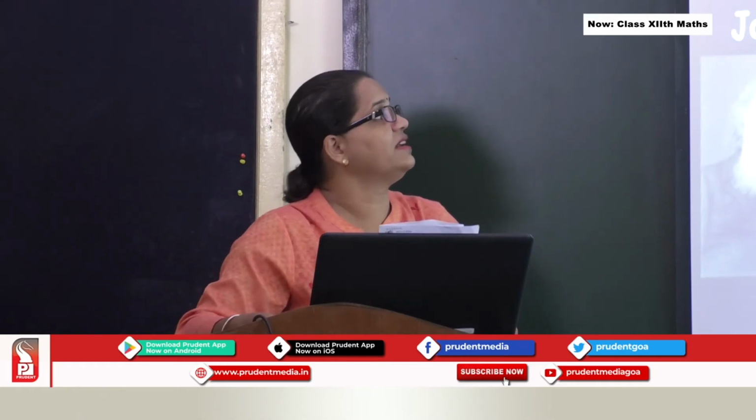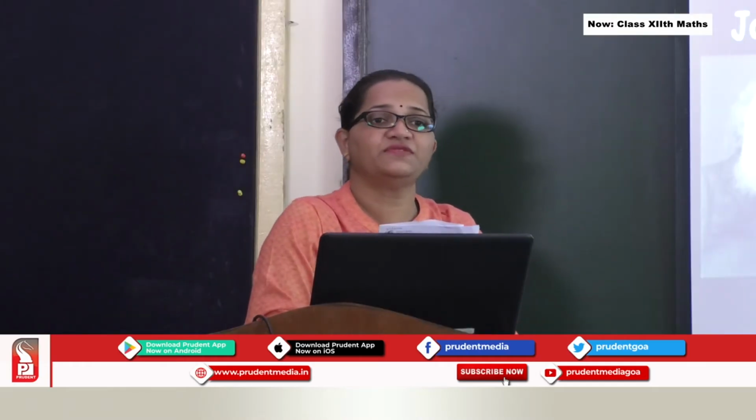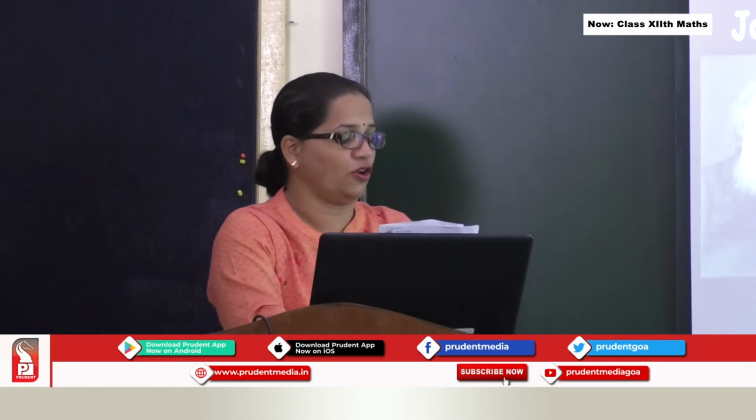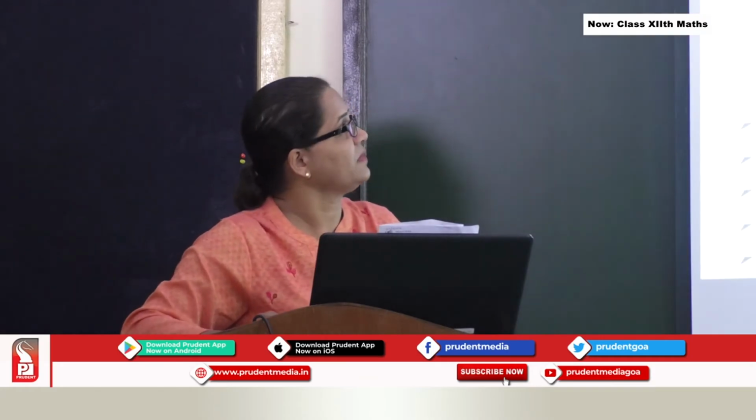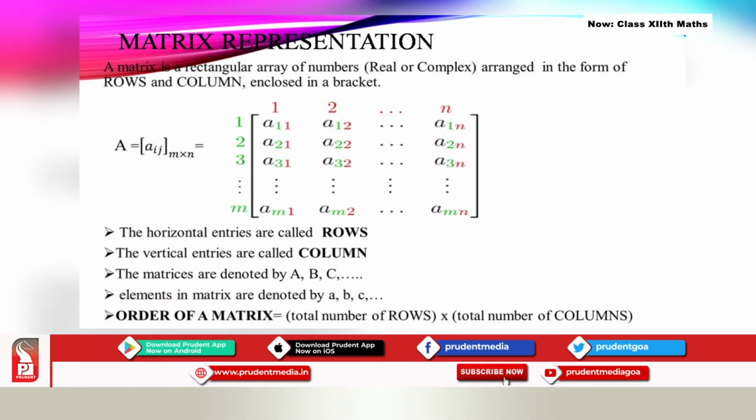Let us see the history of matrices. A matrix is an arrangement of numbers which was introduced in 1850 by James Joseph Sylvester. Later on, Sir Arthur Cayley also introduced matrix multiplication, and his contribution is very crucial in the field of matrices. Now let us begin with the chapter matrix.